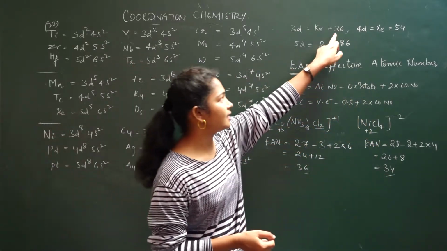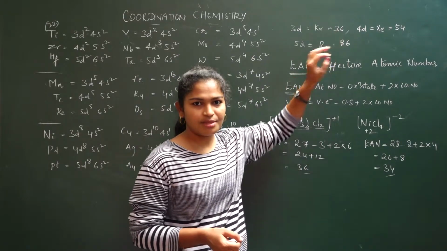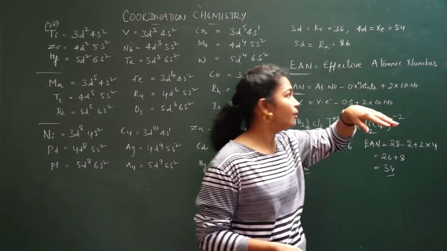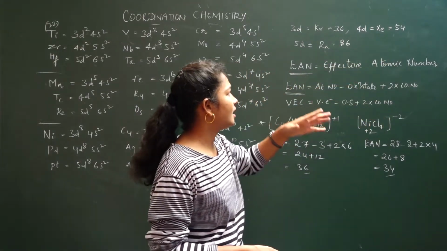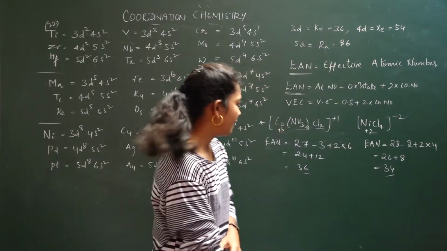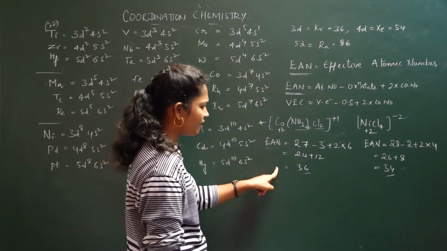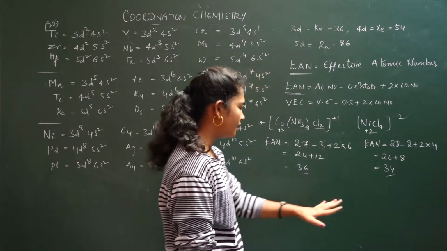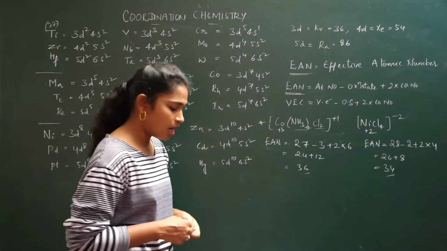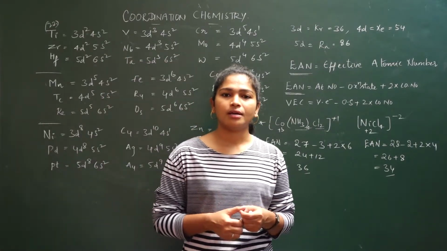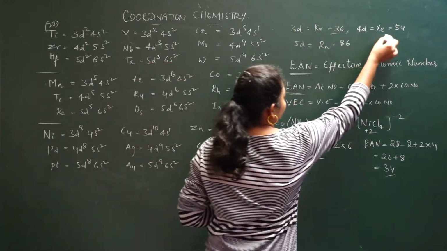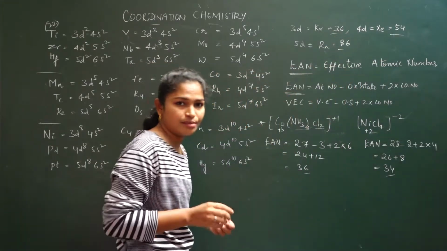See, if 36 comes, that means it is following the EAN rule. Or 54 comes, EAN rule. Then 86 will come, that is EAN rule. Krypton, xenon, radon, right? So that way it is following the EAN rule or it's not following the EAN rule. But the thing is, we have to find out the effective atomic number. They ask what is the effective atomic number. Otherwise, they will ask you whether it follows the EAN rule. To follow the EAN rule, they should get this many electrons.